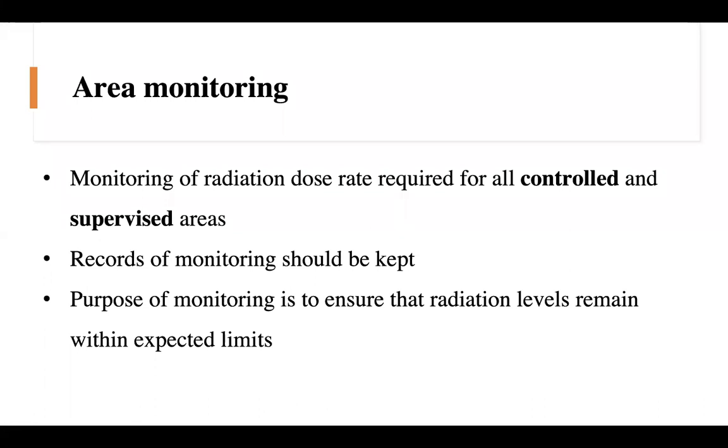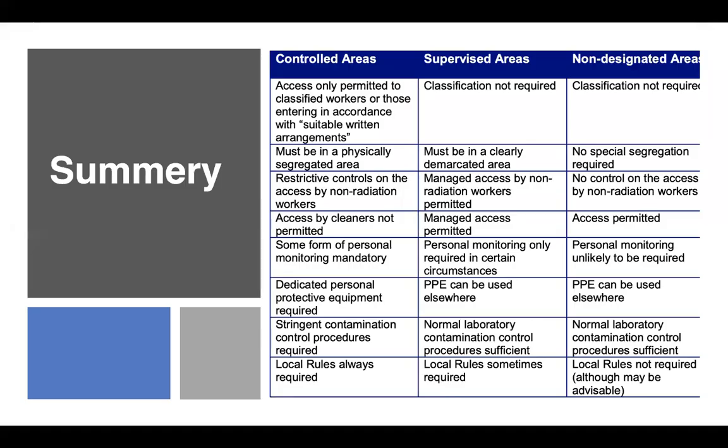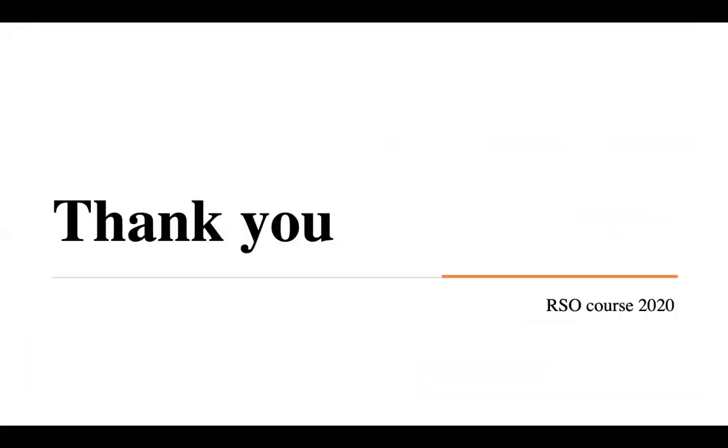The purpose of monitoring is to ensure that the radiation level remains within expected limits. And this is just a summary for those who want a simple way to distinguish between a controlled area, a supervised area, or a non-designated area. So this will help you summarize what we talked about. And thank you so much.